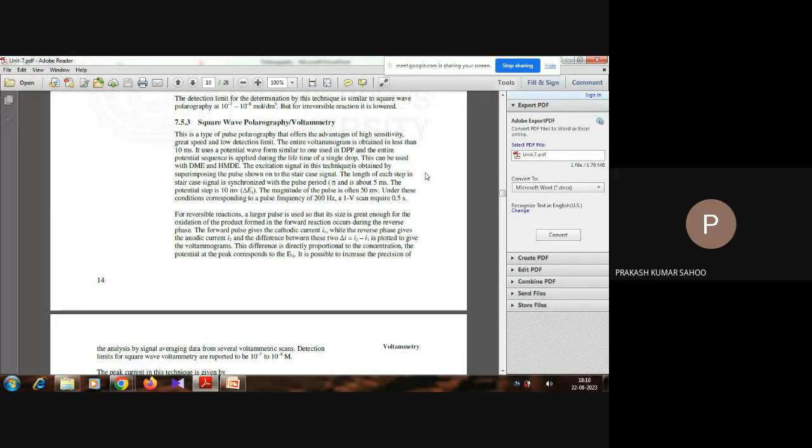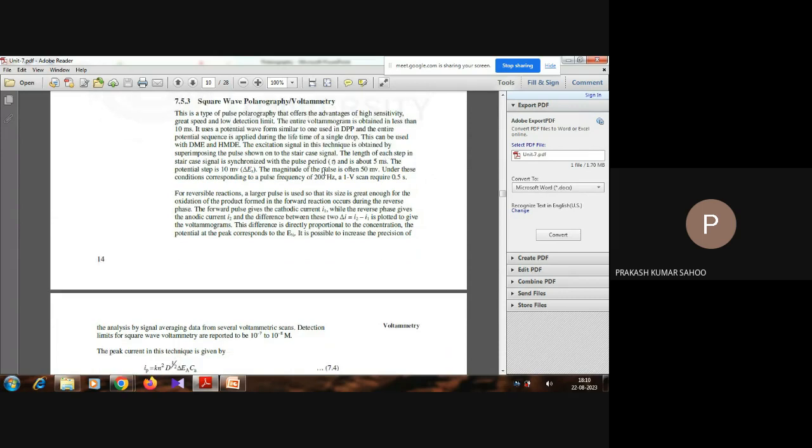This can be used with the dropping mercury electrode and HMDE also, that is hanging mercury drop electrode. We can use either of the electrodes for this purpose as the working electrode or cathode. The excitation signal in this technique is obtained by superimposing the pulse shown on the staircase signal, the length of the step. Just go through these things. So these are just the instrumentation parts written here.